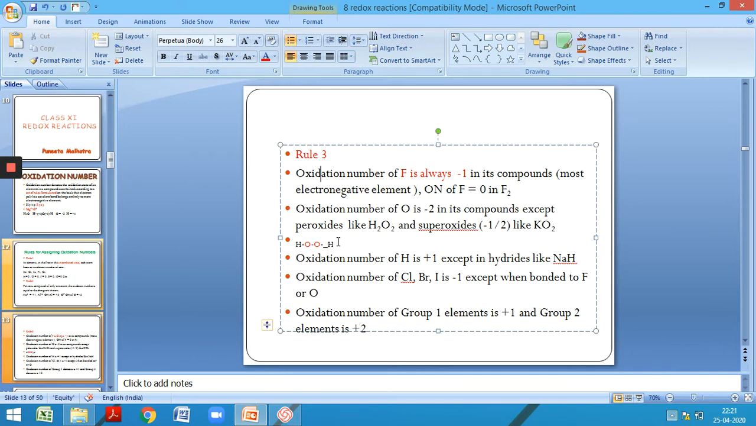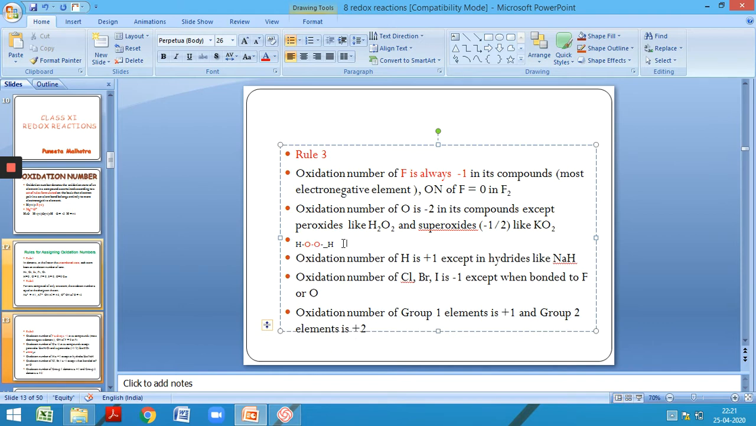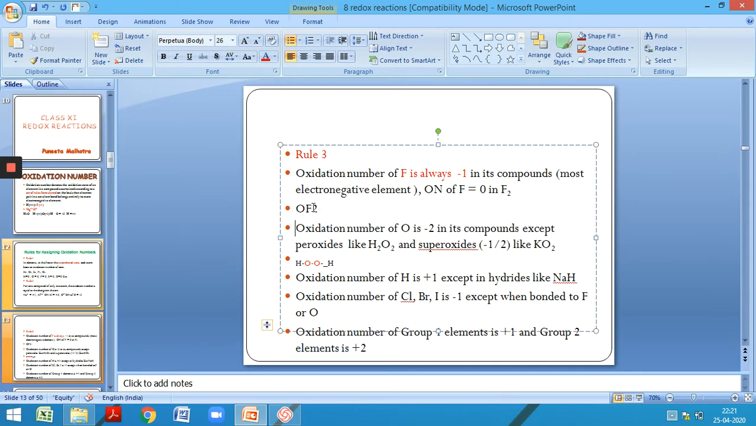So if oxygen forms a compound with fluorine, we have to find out the oxidation number of oxygen in that particular compound. The oxidation number of fluorine is always -1, irrespective of what compound it is or with which element it is forming the compound.